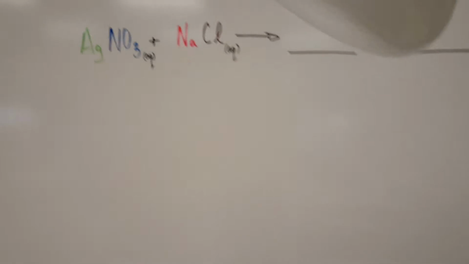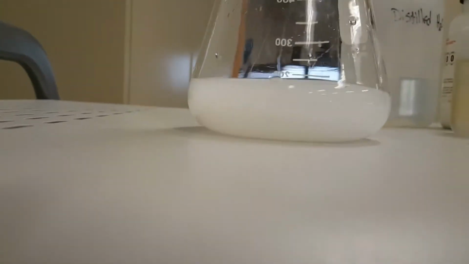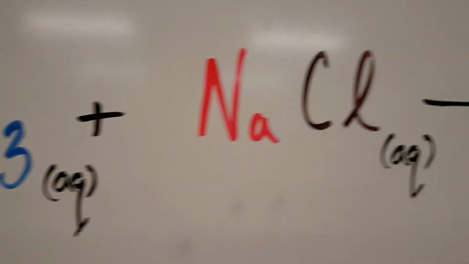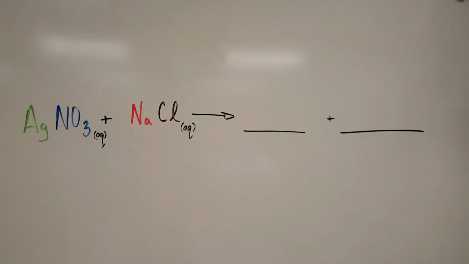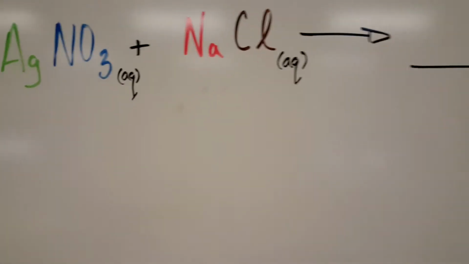Stir it up and mix it. It looks like a solution now, but if I let this sit overnight, it should become separated. Or if I centrifuge it, it would separate. So the question is, I added silver nitrate aqueous, that was the pipette full, to sodium chloride aqueous. What did I get? Well, it's a double replacement reaction.